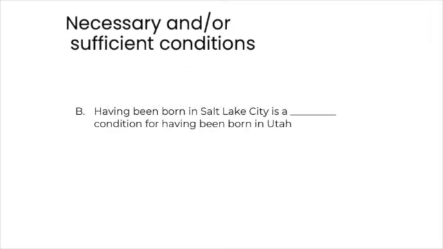Consider B, where we can see the opposite is the case. Having been born in Salt Lake City is a sufficient condition for being born in Utah, because by being born in Salt Lake, you automatically qualify as having been born in Utah. However, it is not a necessary condition because you can be born in Utah without having been born in Salt Lake. You might have been born in Provo, for instance.